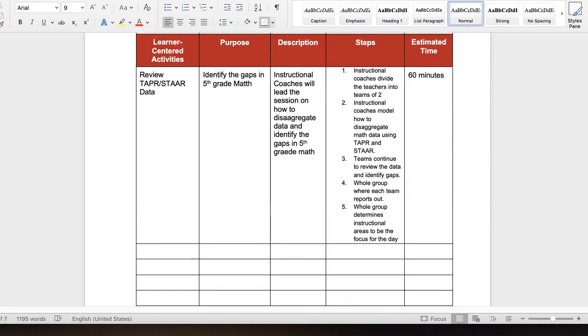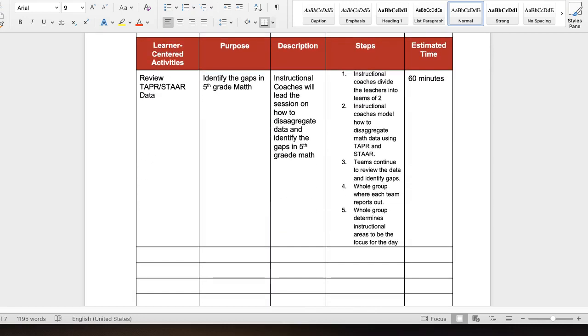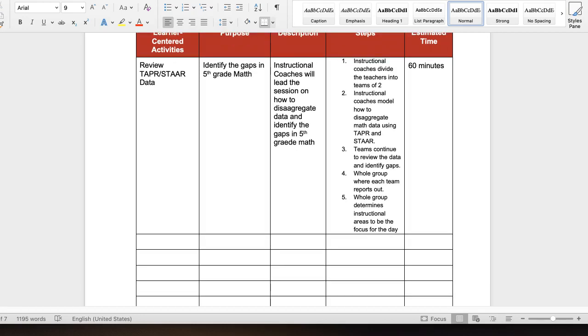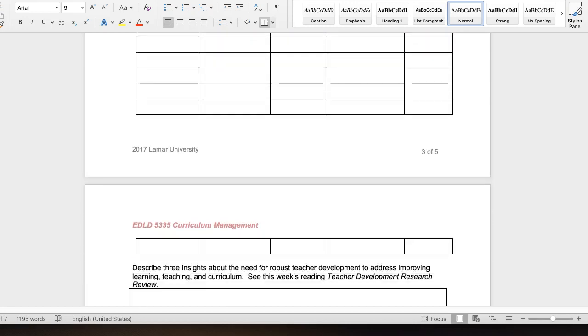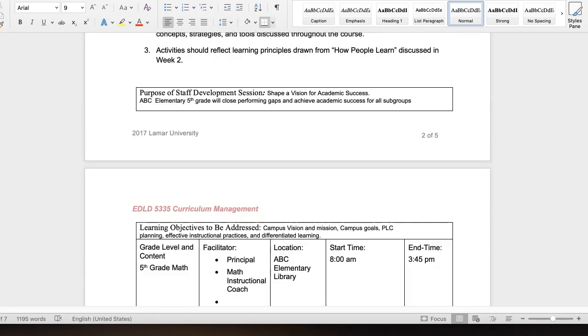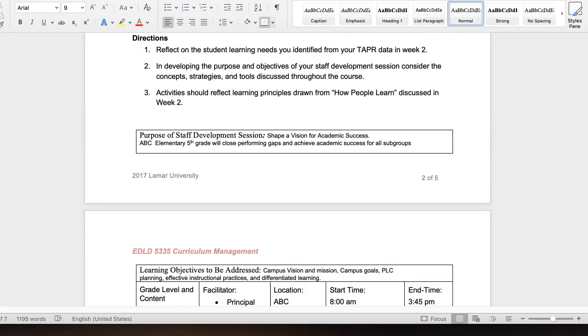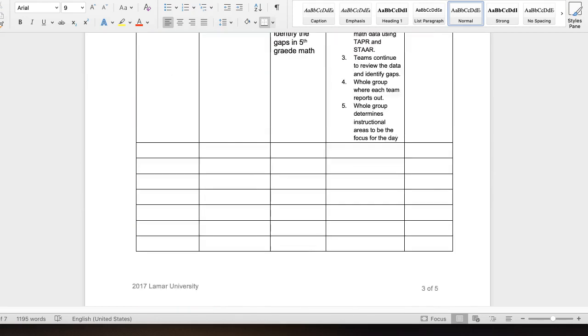And then I've just sort of jotted down some things that I thought we might look at. First, we'll review the TAPR and STAR data. This might not be the first thing we do on the list, but this is just giving you an example. Our purpose is to identify the gaps, and the instructional coaches will lead the session on how to disaggregate data and identify the gaps in 5th grade math. Sorry for the typo. And then here are the steps. We're going to divide the teachers into teams of 2. The coaches are going to model how to disaggregate the data. The teams are going to continue looking at the data, then they'll report back. This is going to be 60 minutes. So this is what you're going to do, putting together your professional learning for looking at your needs.